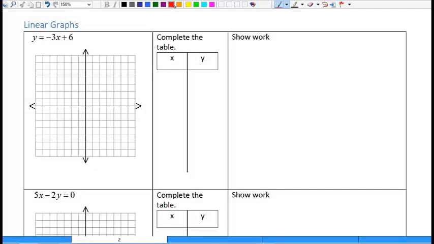So now we're going to graph some linear graphs. We want you to complete the table and show any work if you need to, and then we're going to plot the lines. Because all of these are linear, all of the graphs will be straight line graphs. On this particular problem, notice that the y is all by itself here. So whenever the y is all by itself, it's easiest to pick values for x.